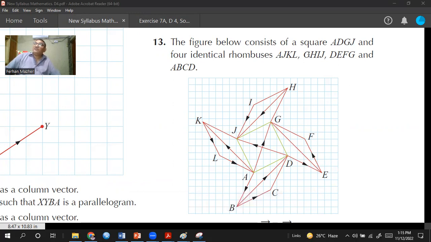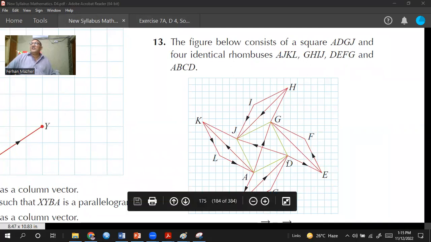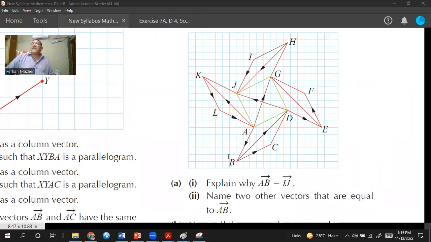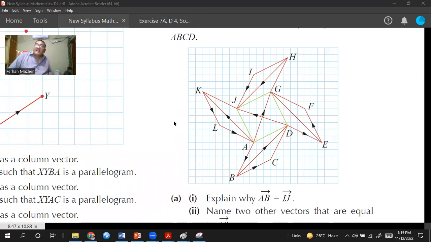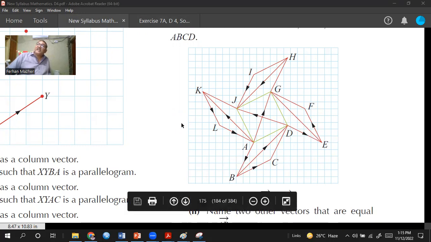Then we have G, H, I, J. It's a rhombus. And D, E, F, G. And A, B, C, D. These are the four rhombuses. This diagram is very, very important. Okay, the question is to explain why AB is equal to IJ. This is AB and this is IJ.